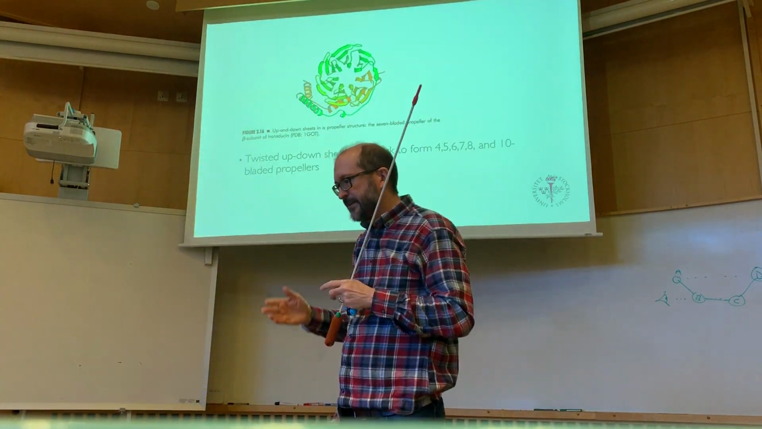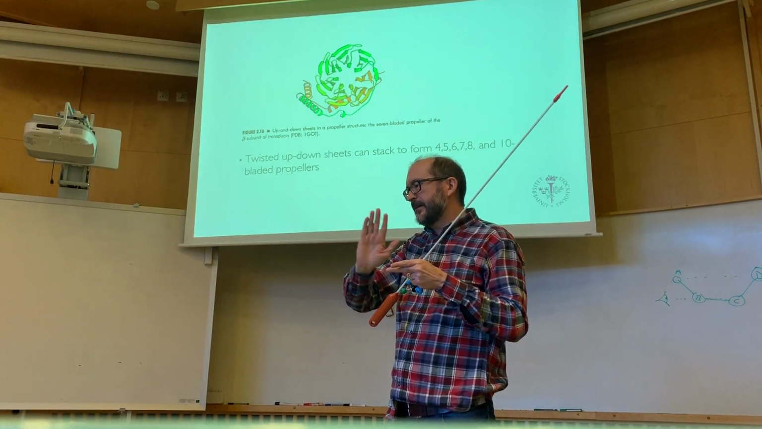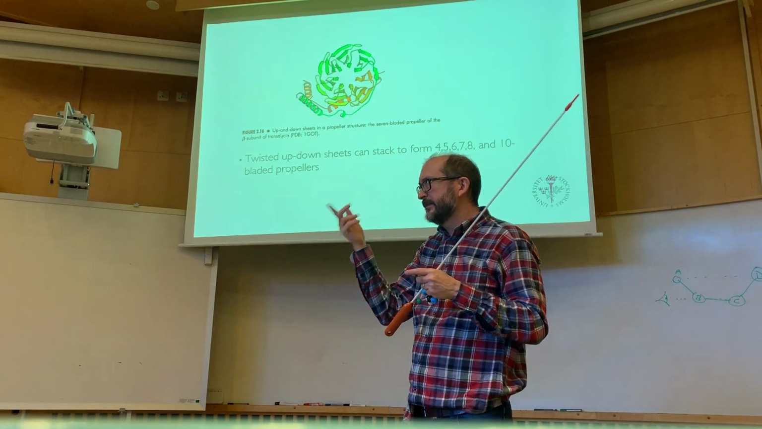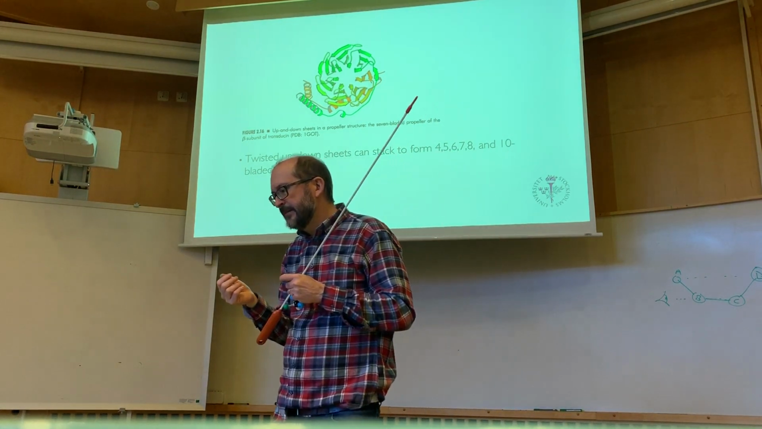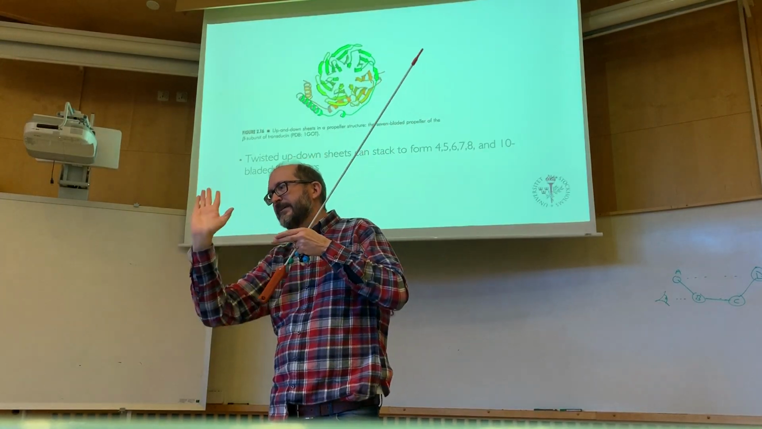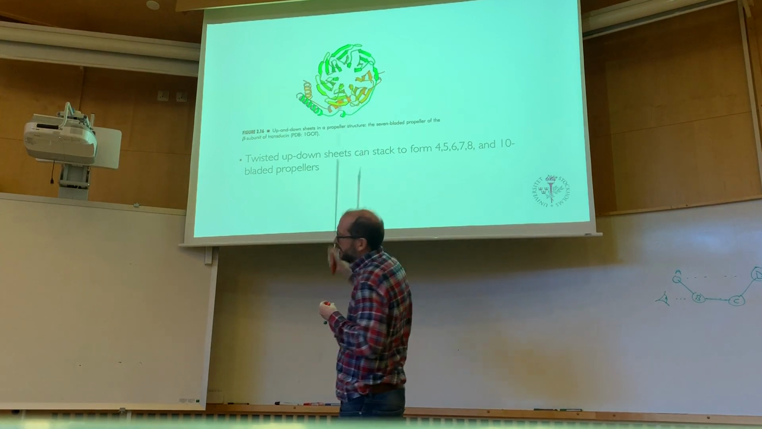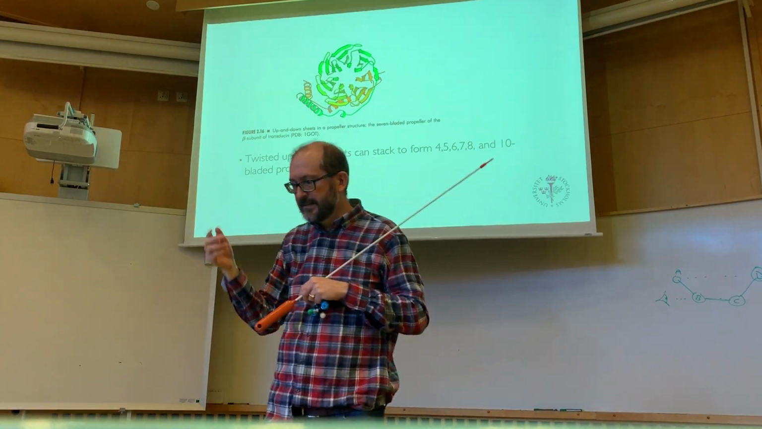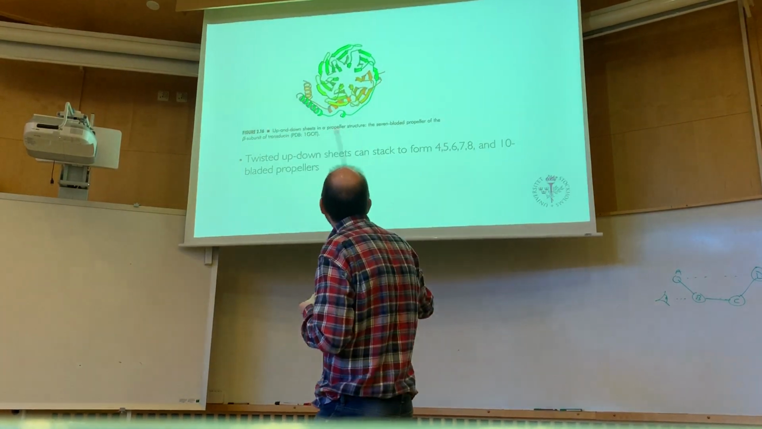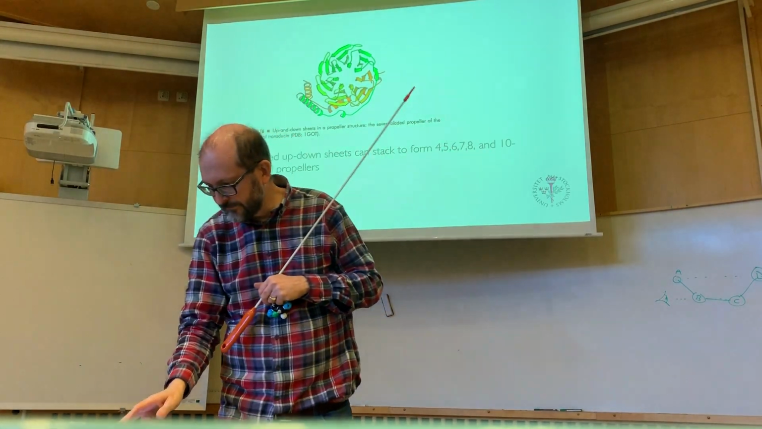They can also, I didn't go into this, but they basically have the sheets in their most physically favorable configuration, not flat sheets. They have a net twist to them, and so if you stack them up, they can make something that looks like this. It's called a propeller, and this can have any number of blades between 4, 5, 6, 7, and 8, and so on.